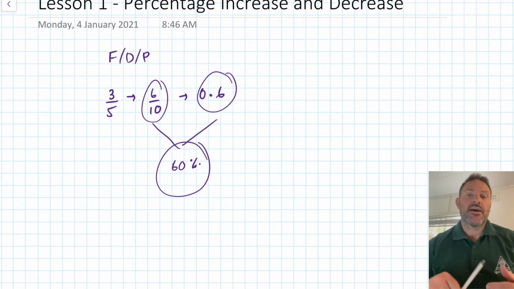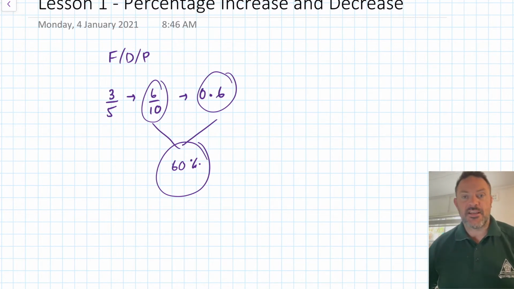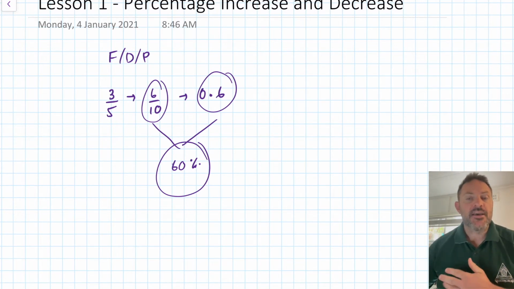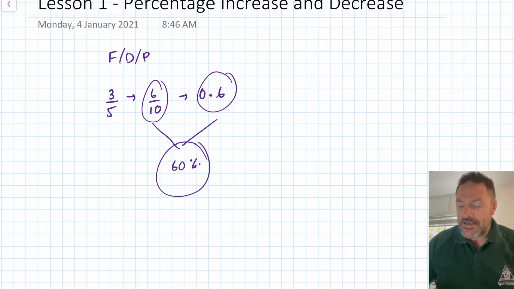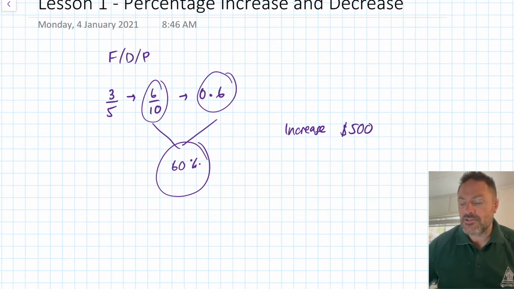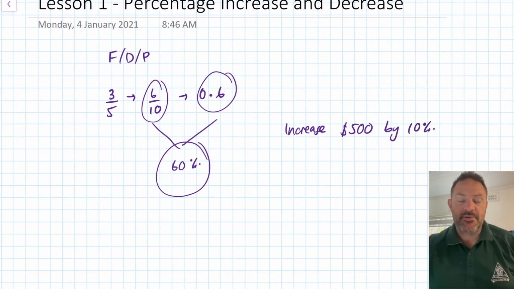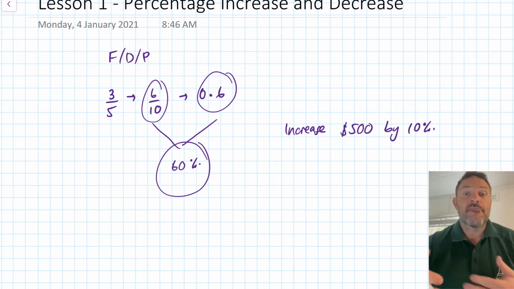Now, when we are looking at percentage increases or decreases, primarily we're looking at percentages, but when using our calculator, we can use the different forms if we so choose. So if we get a question, I'll use a nice easy number for us: increase $500 by 10%. It could be decrease it by 10%, or it could simply be find 10%.